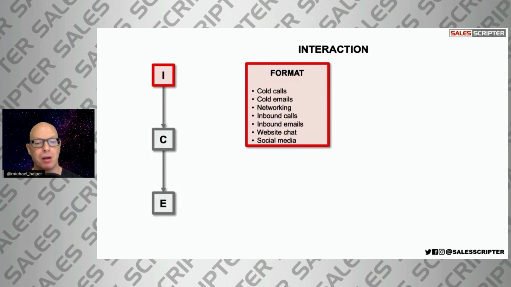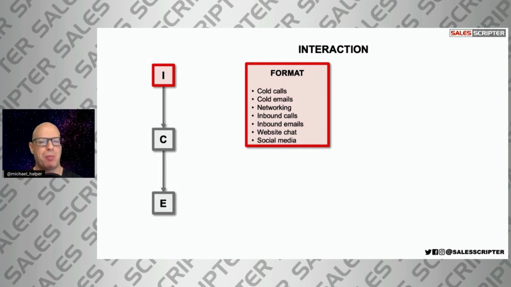Could be a cold email, cold outreach. You might meet someone at a networking event. Could be interacting with someone on a website chat. Maybe you have a website chat feature where an inbound prospect asks you questions. Could be interacting with someone on social media. So those are some of the ways that the interaction step can look like.